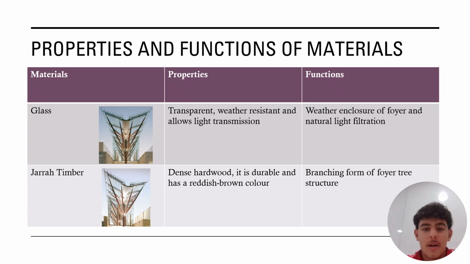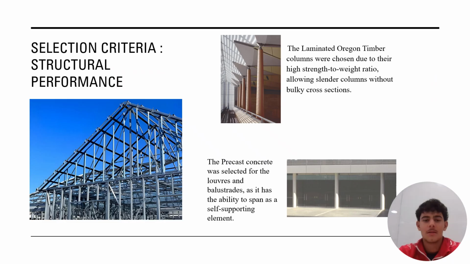Glass is transparent and weather-resistant. It is used in the foyer tree canopy to admit daylight while providing enclosure. Jarrah timber is a dense, durable hardwood with a warm reddish colour. It's used to form the branching tree foyer structure. Now looking at the selection criteria behind these material choices.